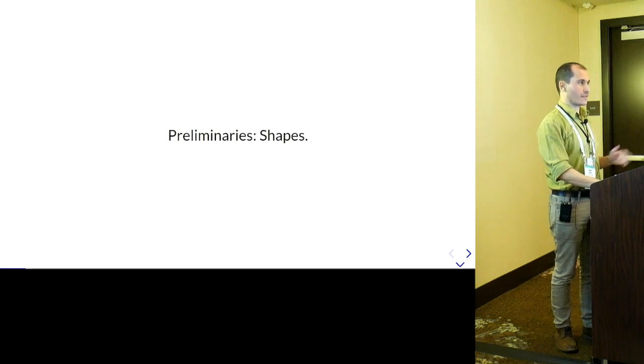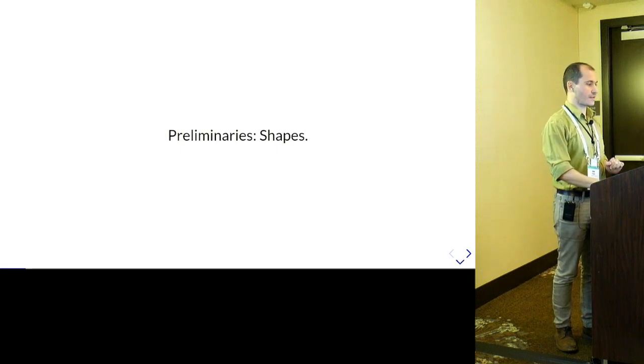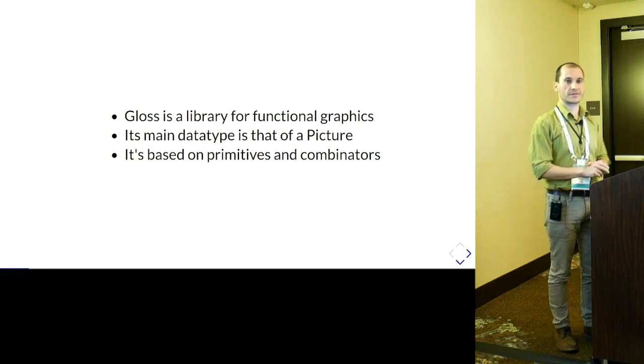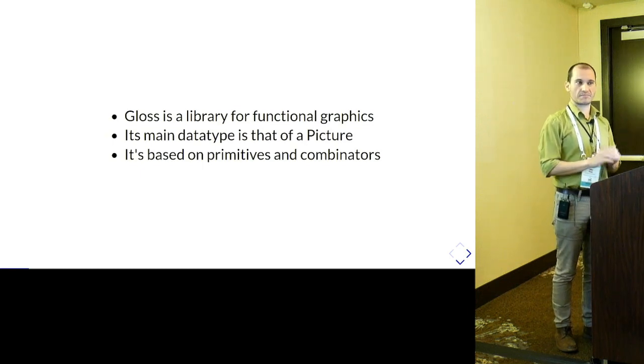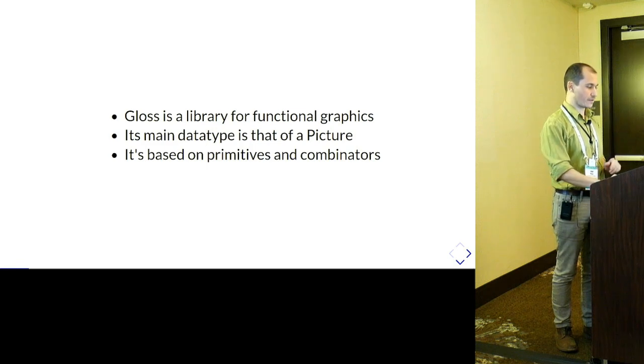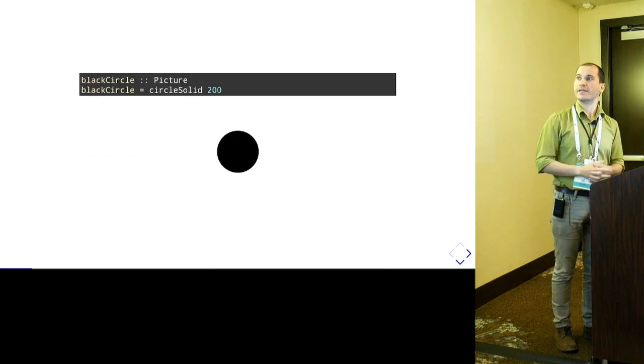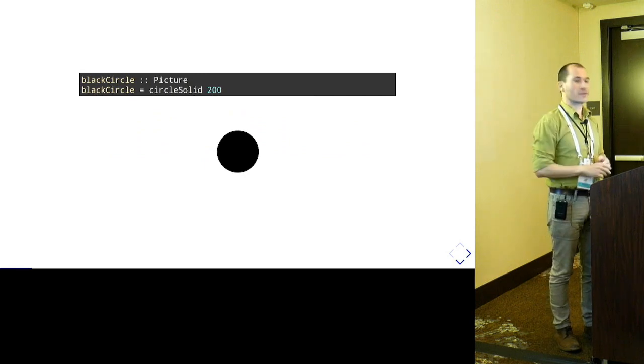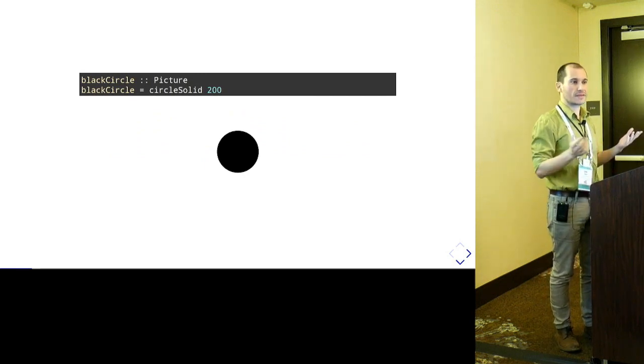So to get everybody up to speed on how to draw, we're going to use Gloss. It's a Haskell library for pictures. It's very, very simple to use, with just a few primitives and combinators. The main data type in Gloss is Picture. For example, you can define a black circle, which has type Picture, with the primitive circleSolid, and then you give the radius, and that's it.